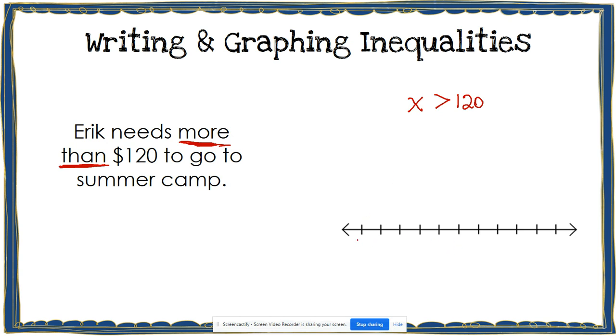So if I put this on my number line, I'm going to start by putting numbers. And I'm going to go to 120 on my number line. I know that x is greater than 120, which means 120 is not a possible solution. He needs more than $120, even if that's $120.01. He needs more. So to show that he needs more than this, I'm also going to shade to the right of 120 to show all of the values that could be solutions to this inequality.